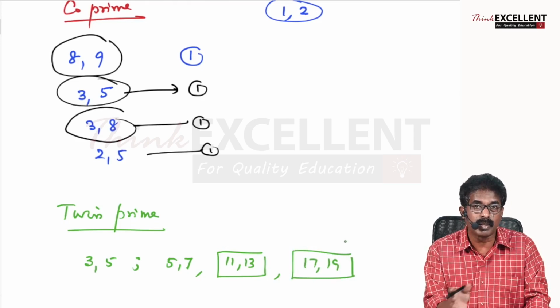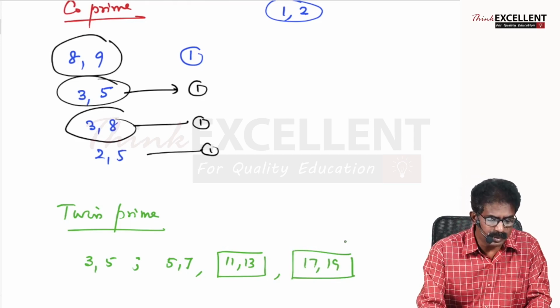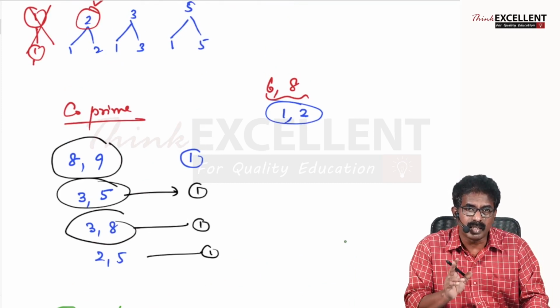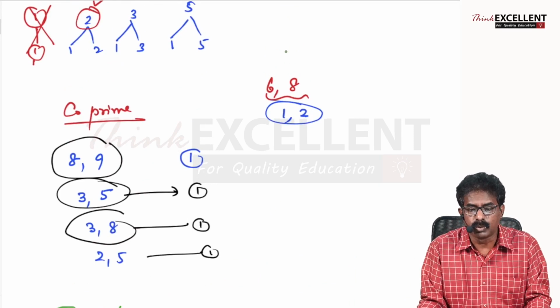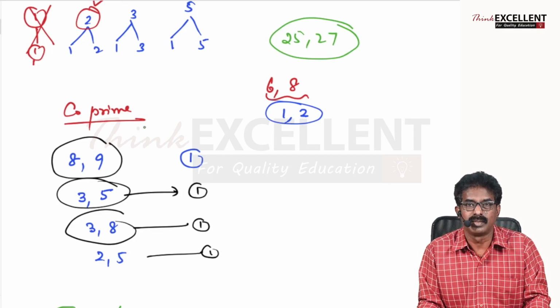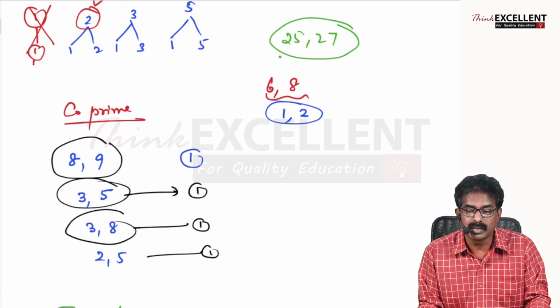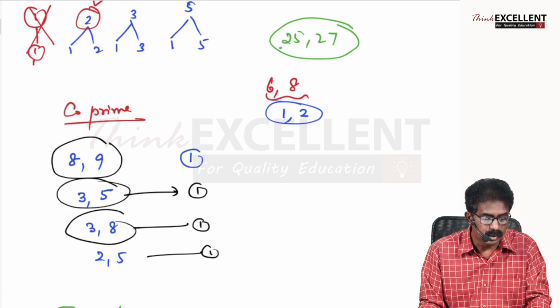So twin prime and co-prime are different. For twin primes, both the numbers are prime numbers and the difference is 2. Co-prime means two numbers need not be prime numbers, but nothing is common between the two numbers other than 1. Even 25 and 27 are not twin primes, they are co-prime, because nothing is common for the two. 25 and 27 are both not divisible by some number except 1.